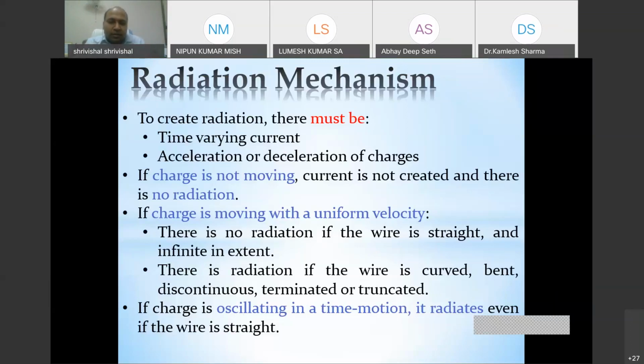constraint. So the question arises: if the charge is moving with a uniform velocity, then in the first case, if the wire is straight, there is no radiation. But whenever there is a bend, a curve or a discontinuity, there is radiation enhancement. Why? What happens specifically at these bends?